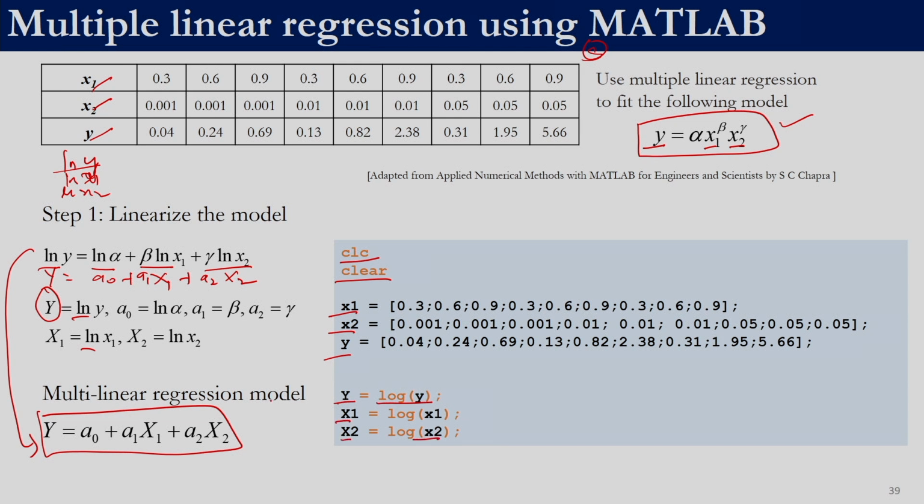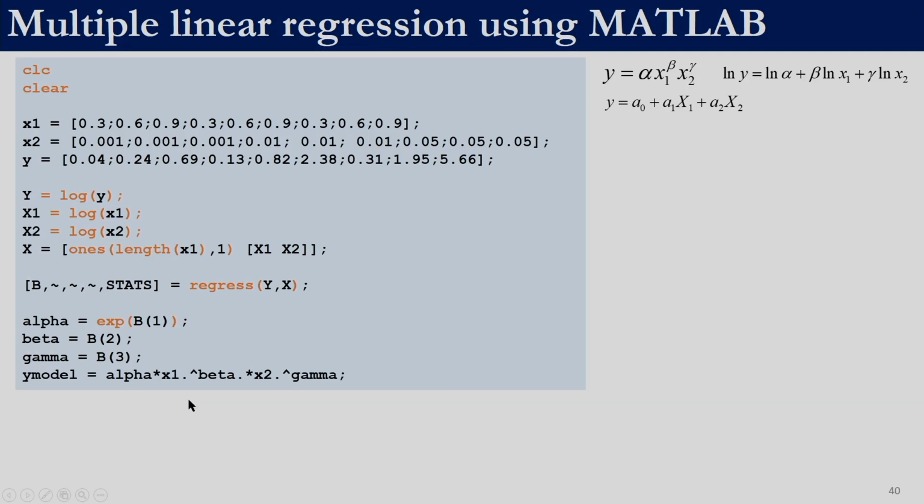So, now we have all the data in the transformed space. So, we have this Y, we have this X1, we have this X2. Then we will do the same thing. So, till this we have discussed.